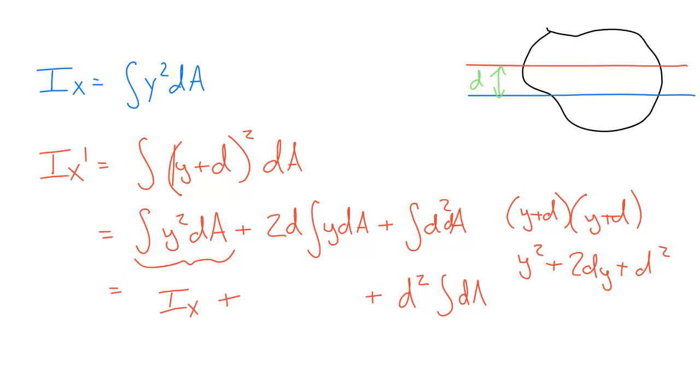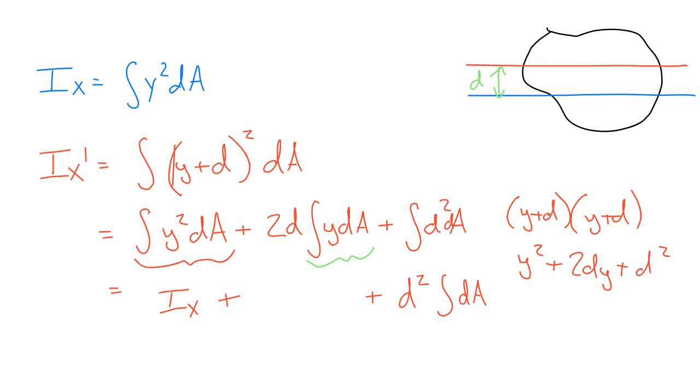Now, as for this integral in the middle, what I have here is 2d times this, okay? And if you remember, that's a first moment of area. And we use that first moment of area to determine where the centroid was.